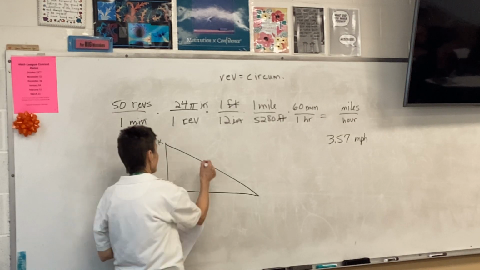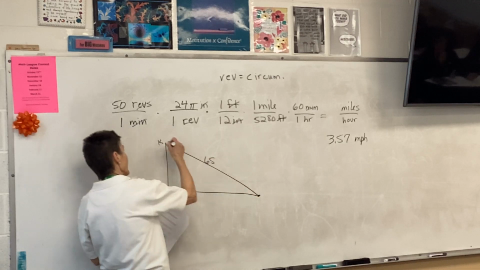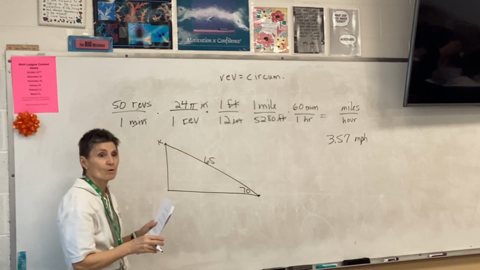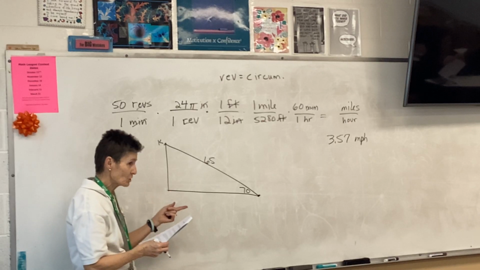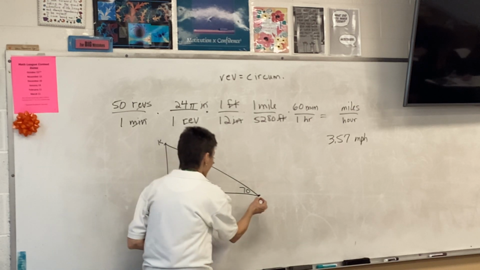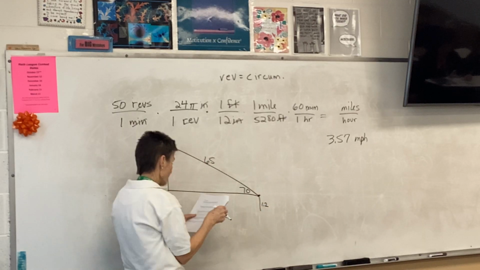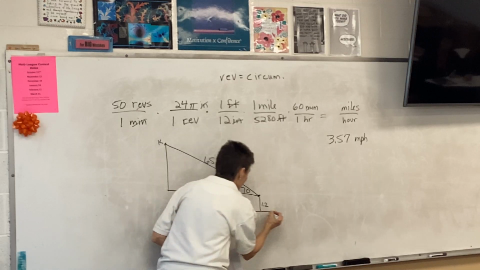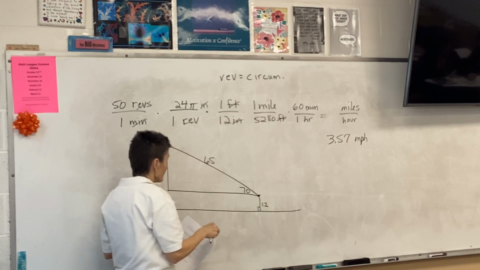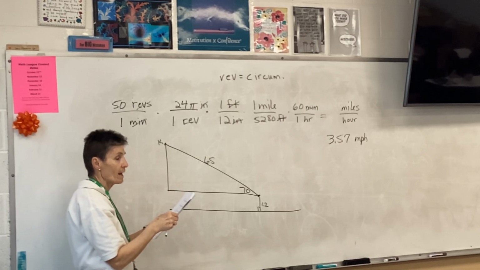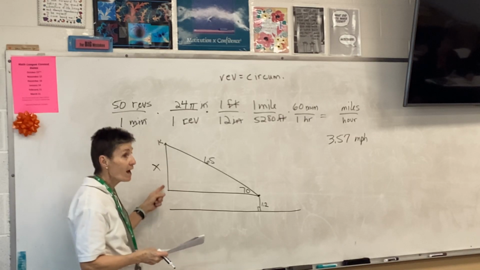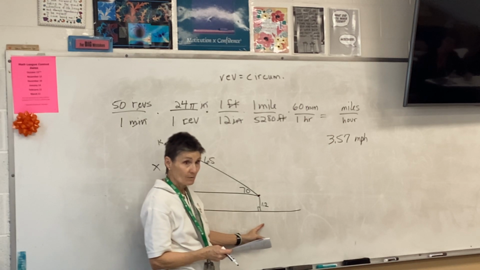All right, Sarah's kite is at the end of a 65-meter string. So here's Sarah holding the kite. The angle of elevation is 70 degrees. Remember, your angle of elevation or depression, we put them both in the same spot because they're congruent. Sarah is holding the kite 1.2 meters above the ground. How high above the ground is the kite? I'm gonna put X there, but when I find X, I'm gonna have to remember to add in the 1.2.